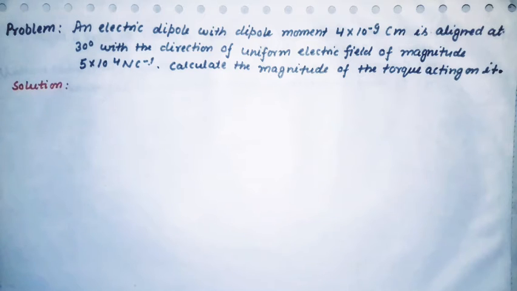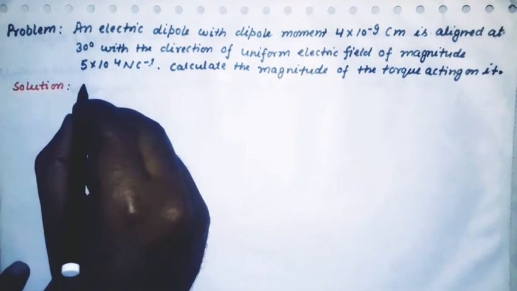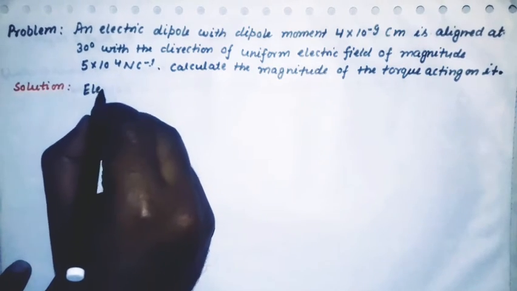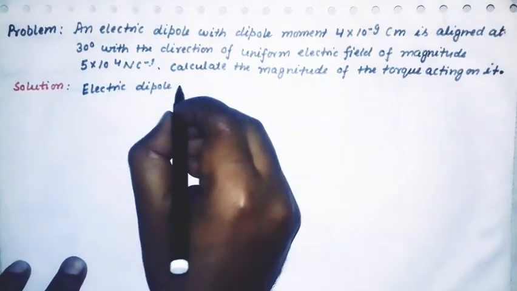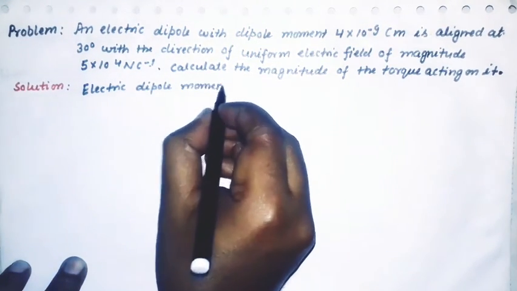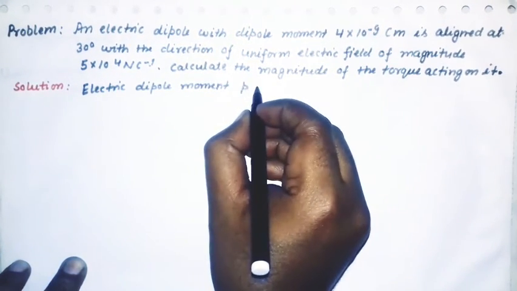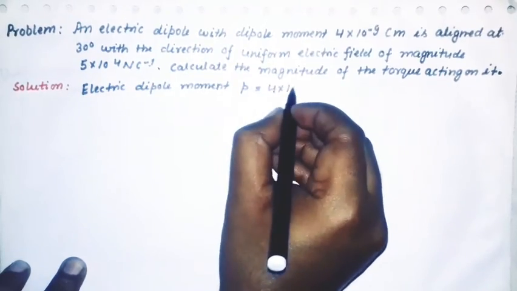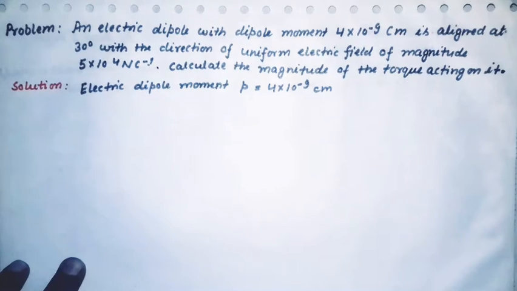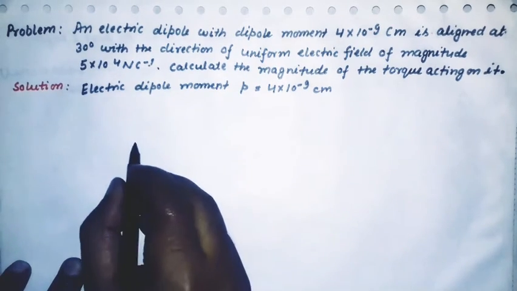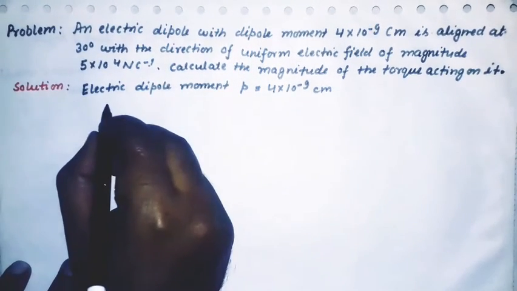First we will note down what is given. The electric dipole moment is given, which is usually denoted by P, and P is 4 into 10 to the power minus 9 coulomb meter. And the angle between P and E is given.